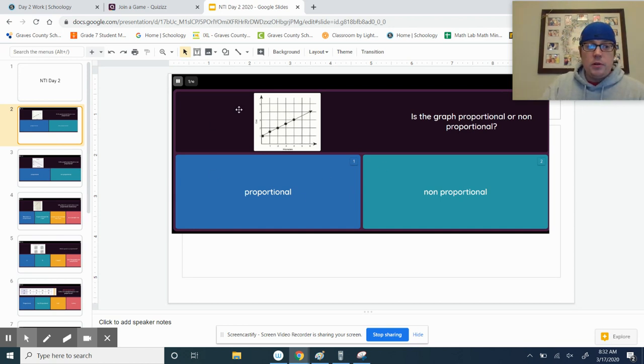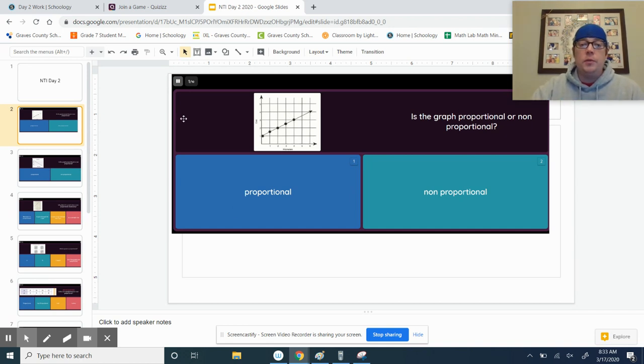So let's jump right in with the first problem here. We're going way back to proportional relationships and looking at graphs to start off this particular lesson. And the key thing that you need to remember about the graphs is they have to be straight. They got to be a straight line, and they have to go through the origin.